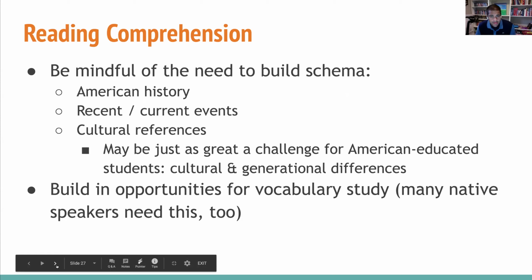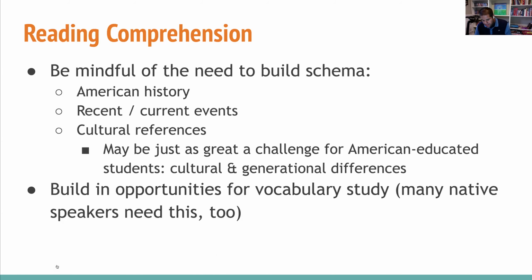So one of the other strategies is to think about reading comprehension as one of these inclusive practices. And it's really important to think about the need to build schema, right? And this is not just true for English language learners, but this is true of all of our students. Maybe some text that we're reading will require a certain amount of American history, and that could be one of those places where we may need to front load something or provide a supplemental text to establish some of that context.